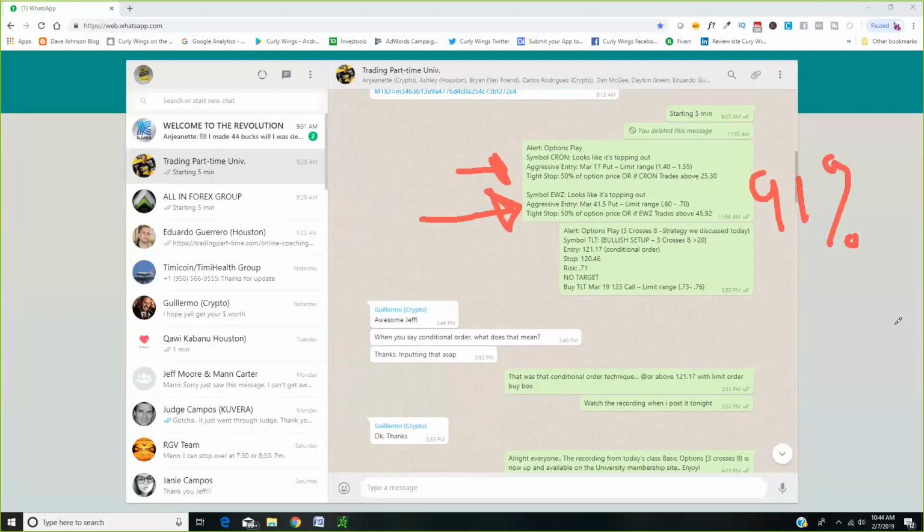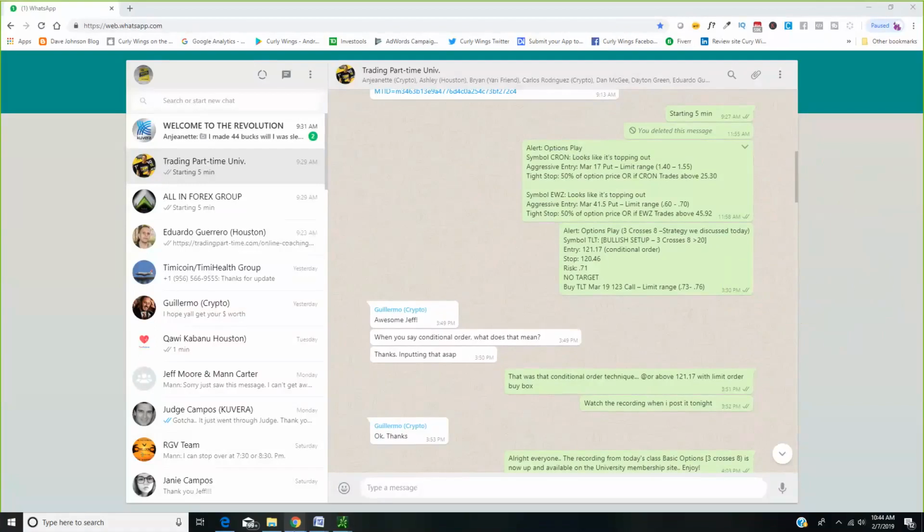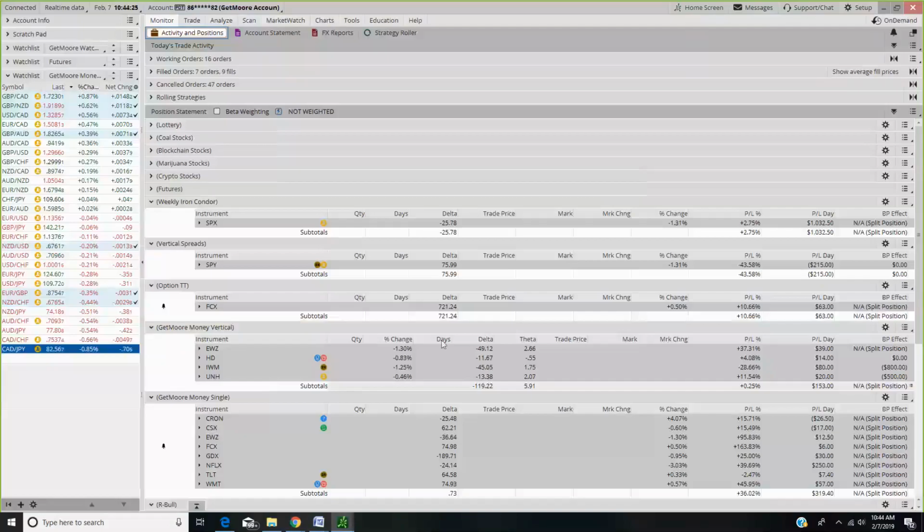Is that good? 2 days? Pretty good. I don't know how many of you guys can make 91% in 2 days. How's that one? How's Cron doing? We got in Cron. Let's go take a look at Cron. We're not doing that good. We're only up 15% on Cron. Come on. 16% in 2 days? That sucks. 91%. Oh, 95% now.